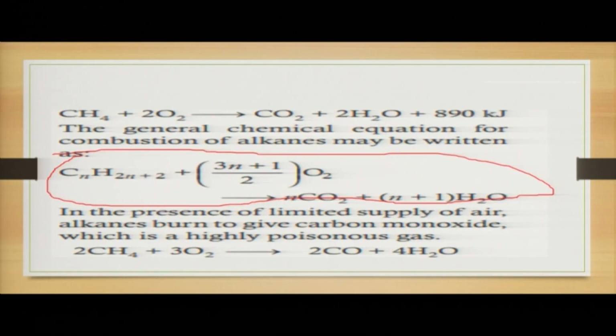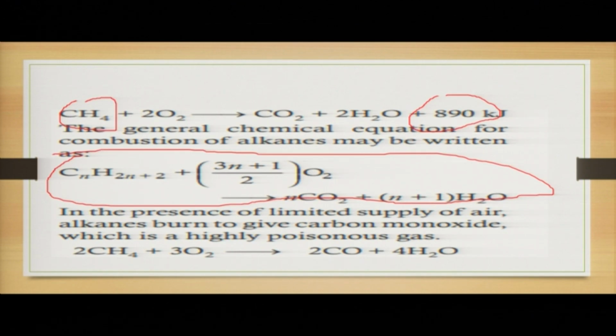So you see the amount of heat that is generated is 890 kilojoules of heat. That is too much heat. One mole of methane under complete combustion produces this amount of heat. So this is a lot of heat that is generated.